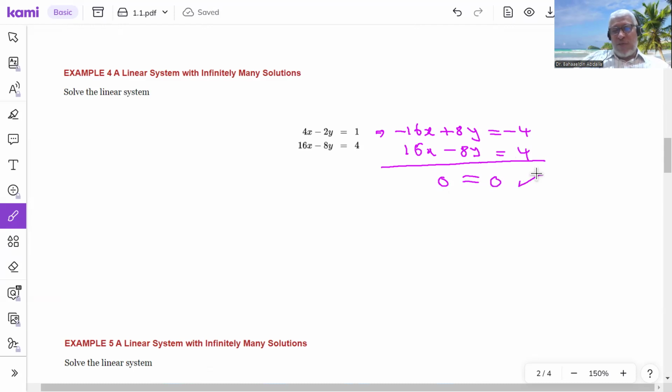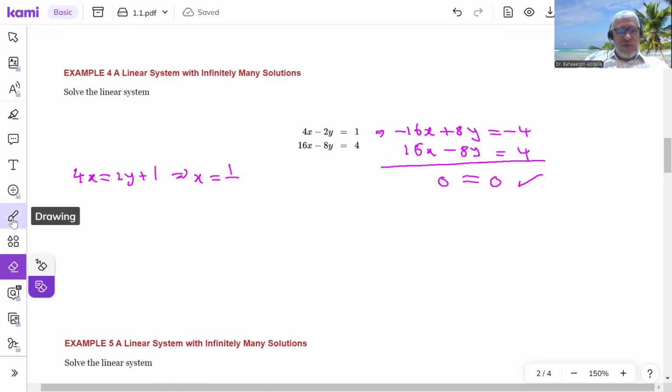0 equals 0 is a true statement. And it means that the two equations are similar, are equal, the same equation. So actually, I have one equation in this system, one equation in two variables. So there is no unique solution. I have infinitely many solutions. To represent the solution set, I can solve the first equation for x, for example. So 4x would be equal to 2y plus 1, and then x would be equal to 2 over 4.